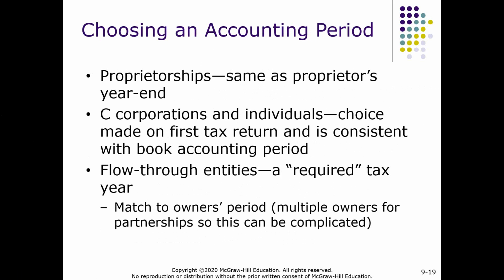So proprietorships is the same as the proprietor's year end. That's usually not hard to figure out. You can try to do an election, but you've got to get IRS permission. They're almost always going to say no. I've only heard of it once or twice, and usually if they do, they require that the individual has the same year end.